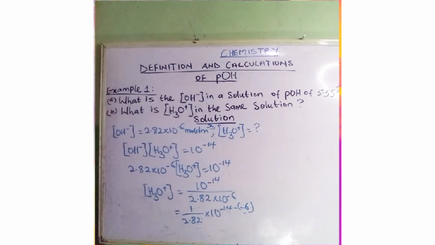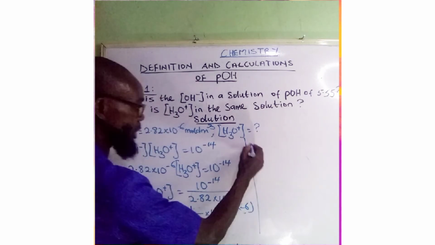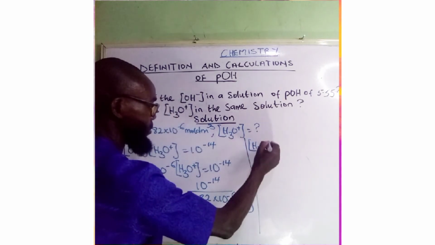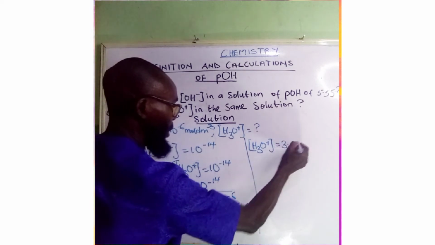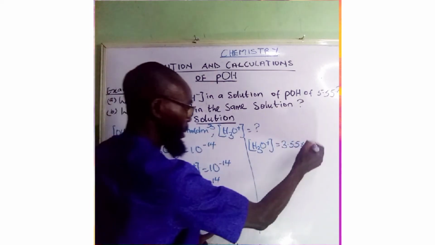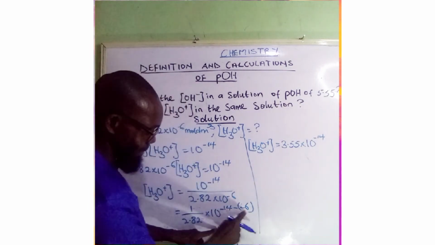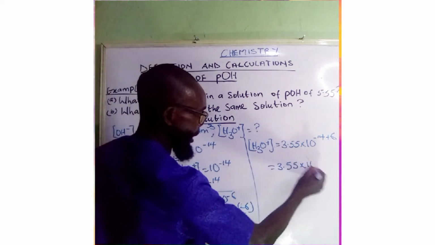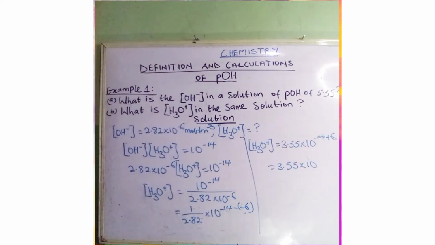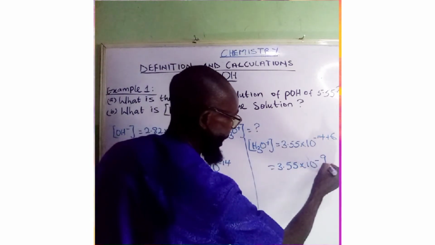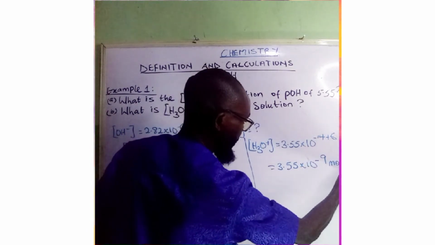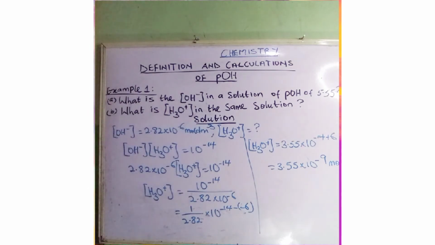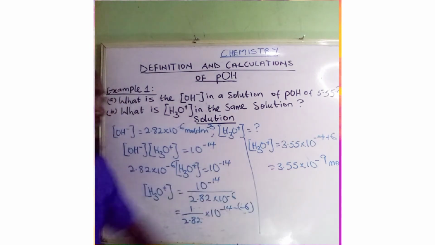So from here, when you divide 1 by 2.82, we have 3.55. So our concentration of the hydroxonium ion will equal 3.55 multiplied by 10 raised to the power minus 14, minus times minus gives plus 6. So we have 3.55 multiplied by 10 raised to the power minus 14 plus 6, which gives minus 9. So mole per dm cube. This is the value of the hydroxonium ion.